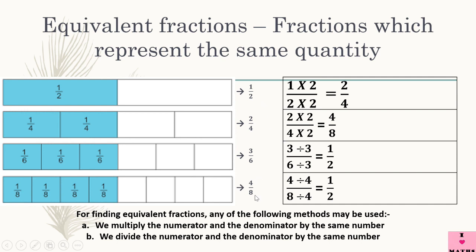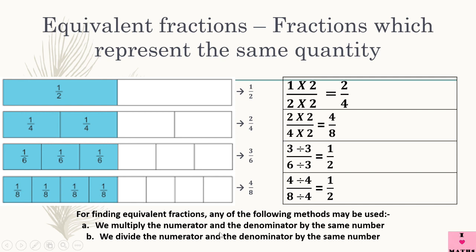Now in this fraction 4 upon 8, I am dividing 4 and 8 by the same number, 4. So 4 divided by 4 is 1. 8 divided by 4 is 2. Again I got 1 upon 2. So 4 upon 8 is also equal to 1 upon 2, which we can see in the figure. The shaded portions are the same. So children, for finding equivalent fractions, there are two methods. And you can follow any of the two methods.